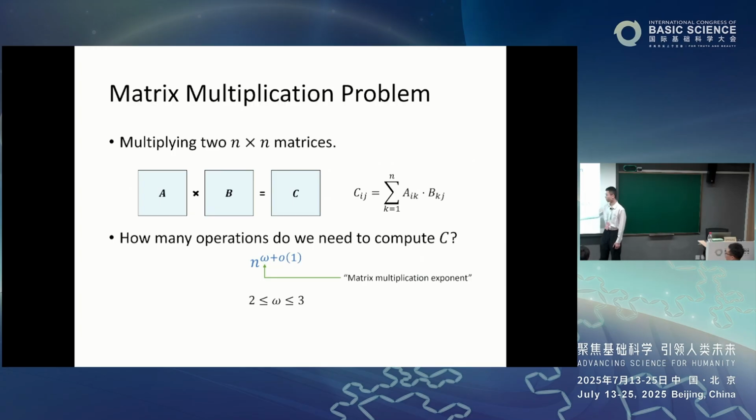For this number omega, we know it is at most 3, because if we directly follow the mathematical definition to calculate the product, we will spend n cubed time. And we know omega is at least 2, because in order for us to read the input and print out the output matrix, it already takes n squared time. But between 2 and 3, it is a big open question in computer science to determine the best possible complexity.